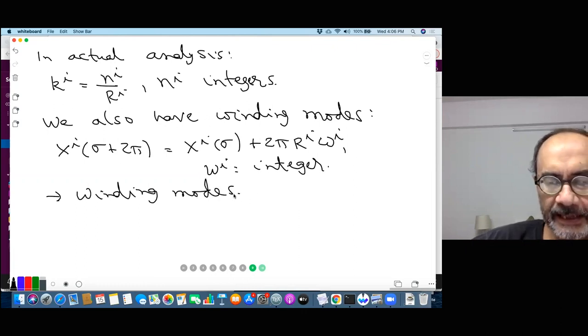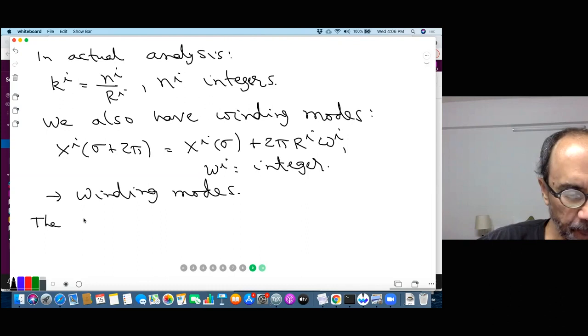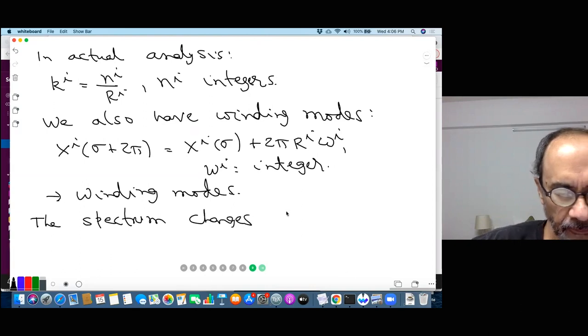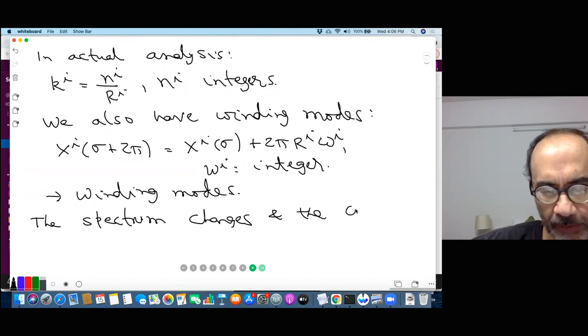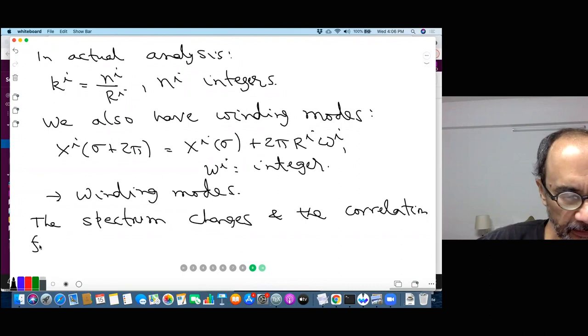So these are additional states of the string which also must be included in the spectrum. Effectively, what happens is that the spectrum changes, and the interaction and the correlation functions change. But we still have a CFT.